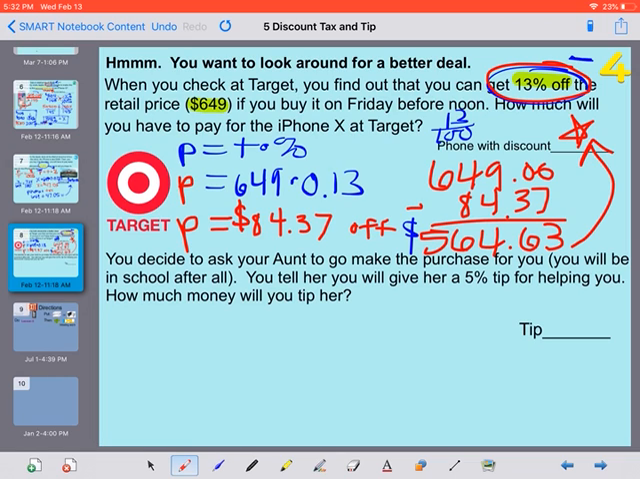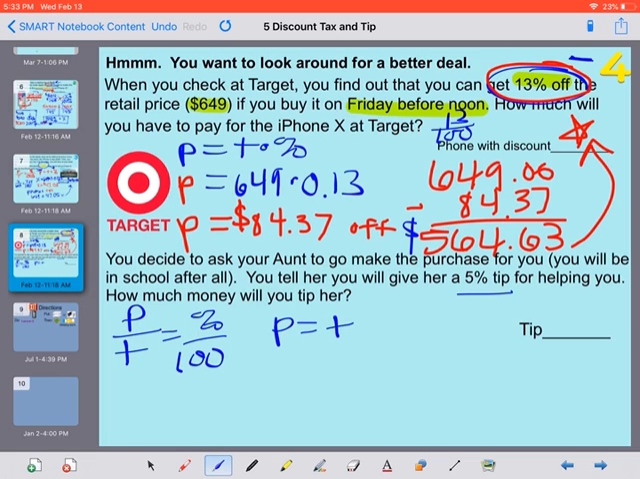All right, last question. It says, you decide to ask your aunt to go make the purchase for you because you'll be at school Friday before noon. You tell her you will give her a 5% tip for helping you. How much money will you tip her? So again, you can set up your proportion, part out of total, percent out of 100%, or use your percent proportion or percent equation. I'm going to just use the percent equation because I think that's a little bit easier. You can still cross multiply here as well.